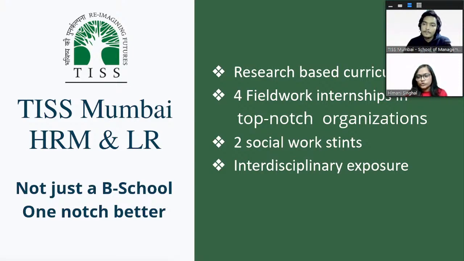Then comes the social work stint. As I already told, the social work stint comprises the rural immersion program and also the NGO stint. The NGO stint occurs at the end of the fourth semester, and the rural immersion program is a week-long initiative that helps us to grasp the grassroots challenges in the rural areas. Again, these two stints make the students empathetic and socially sensitive individuals.